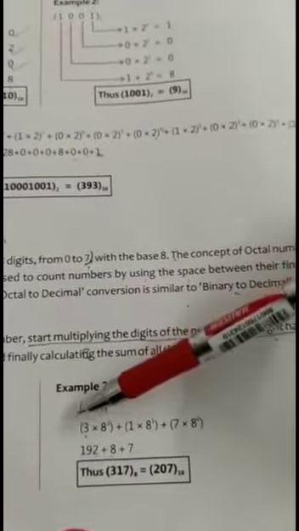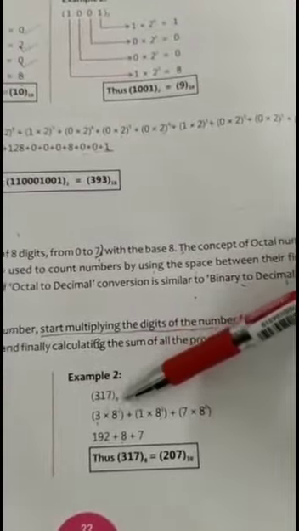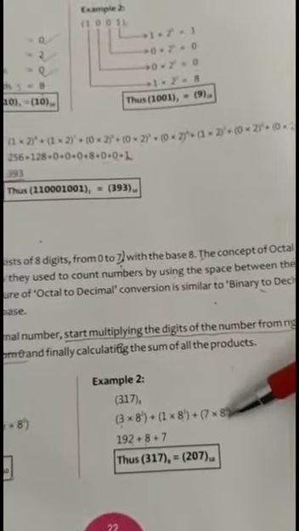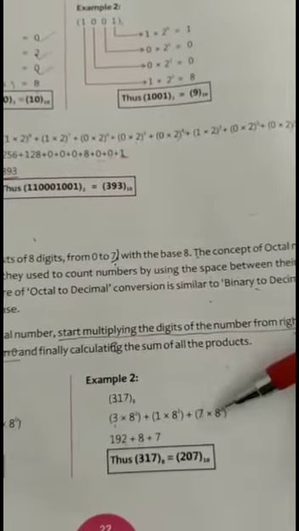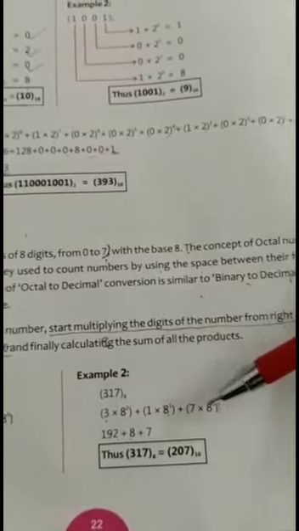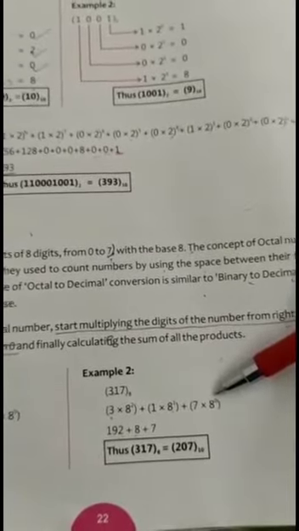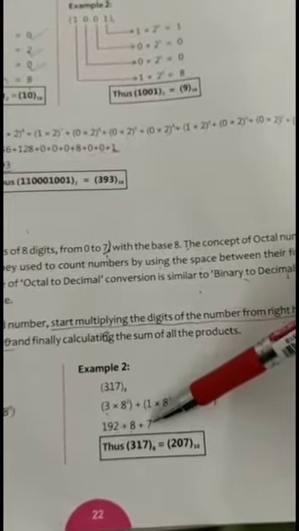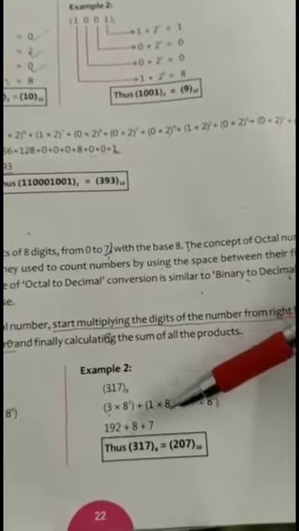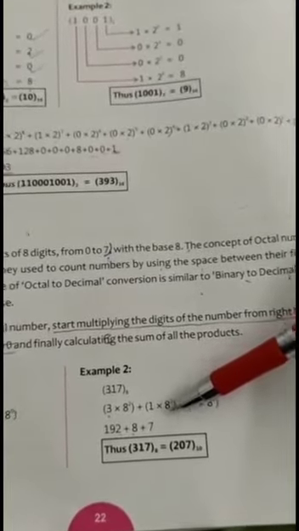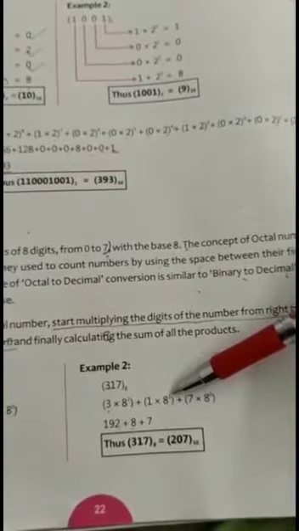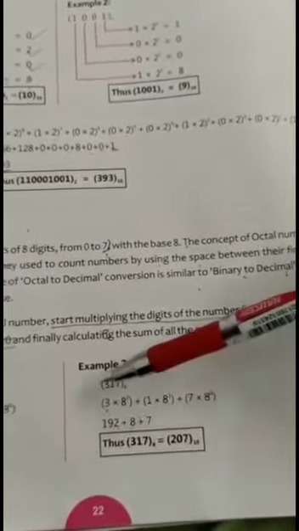Second example, 317, its base is 8. Starting with the extreme right digit and the base 8, its power will be 0, as 7 is in the unit place. 8 power 0 is equal to 1. 7 multiplied by 1 is equal to 7. Then 1 multiplied by 8 power 1. 8 multiplied by 1 is equal to 8. 1 multiplied by 8 is equal to 8.